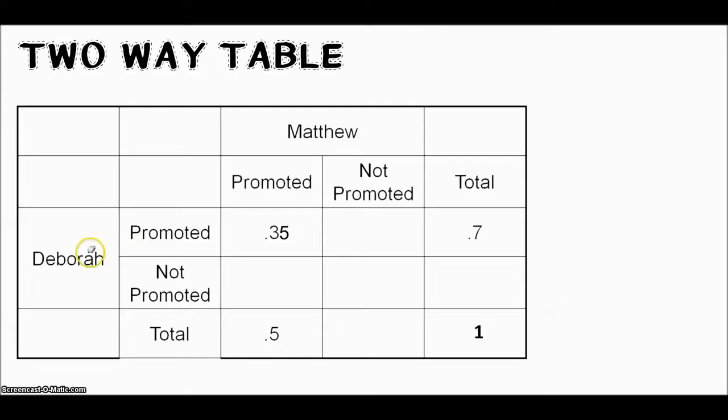Alright, so let's take a look at this two-way table. This is Deborah and this is Matthew. The probability that both Deborah and Matthew would be promoted is 0.35, so it goes here. We also know that just Matthew being promoted is 0.5, and Deborah being promoted is 0.7. So we can take this 0.7 and subtract the 0.35 to find out that the likelihood that Deborah will be promoted but Matthew will not is 0.35. The probability that Matthew is promoted but Deborah is not is going to be 0.5 minus 0.35, or 0.15.